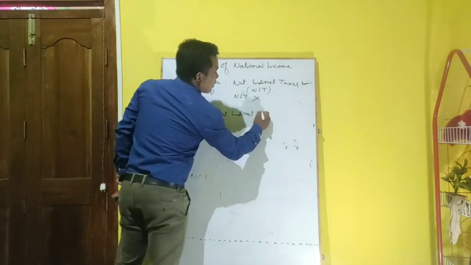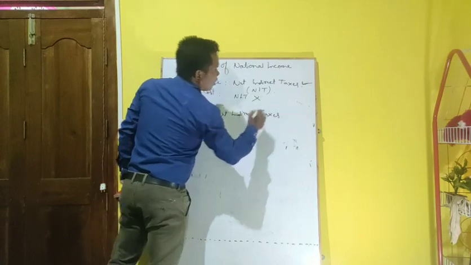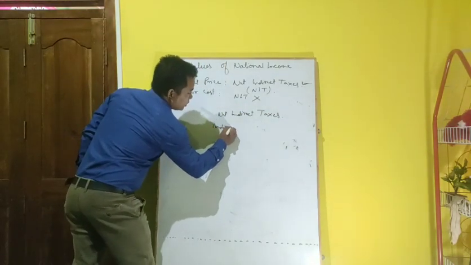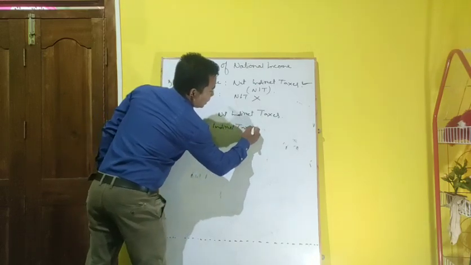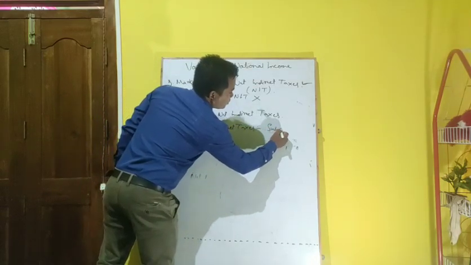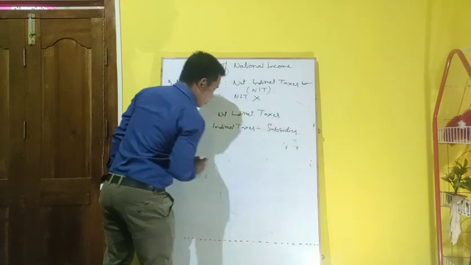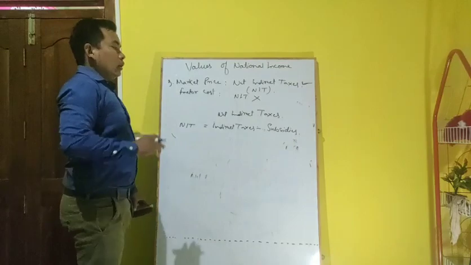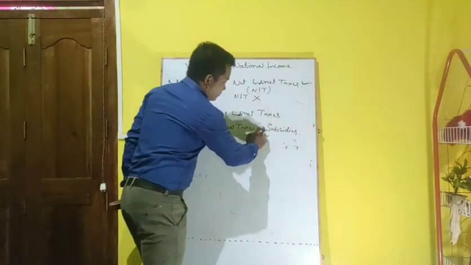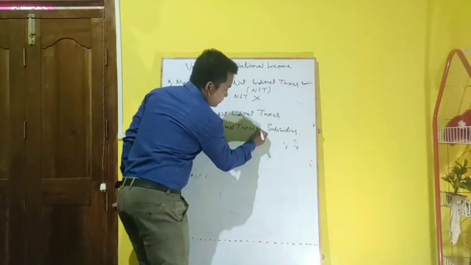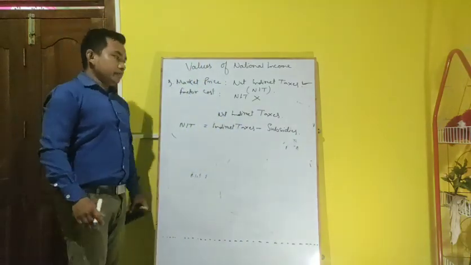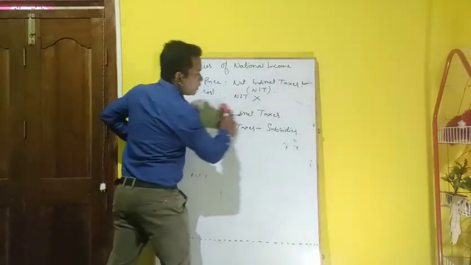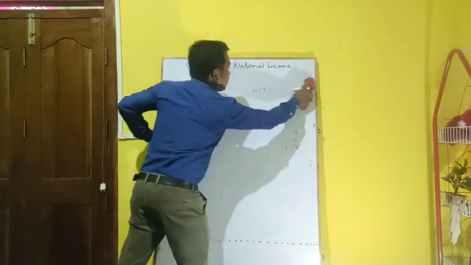When we talk about net indirect taxes, we are referring to the difference between indirect taxes minus subsidies. So this NIT, net indirect taxes, is the difference between indirect tax minus subsidy. So it is minus subsidies.